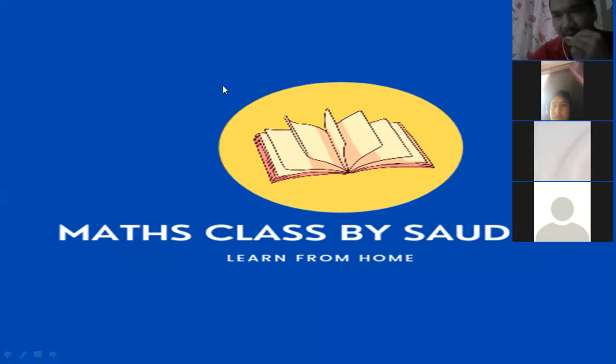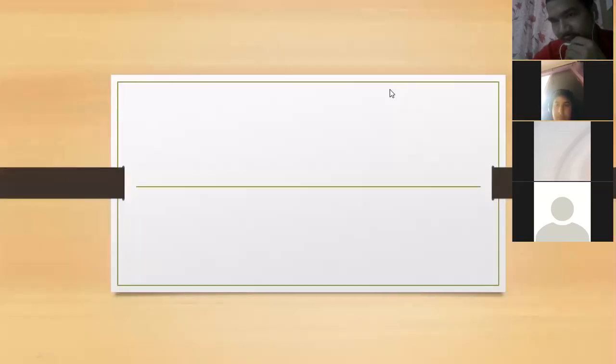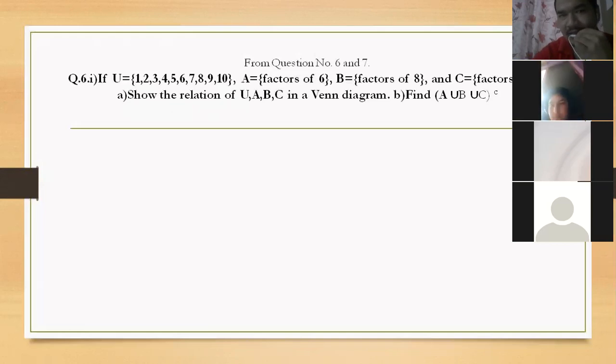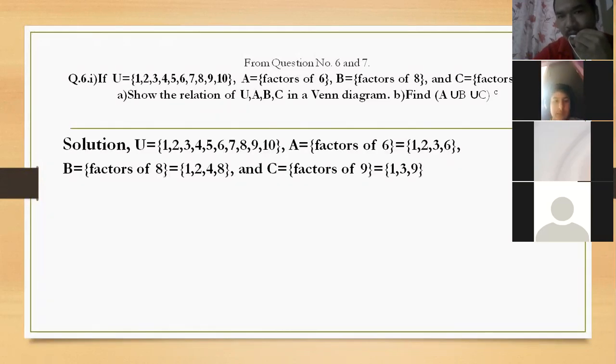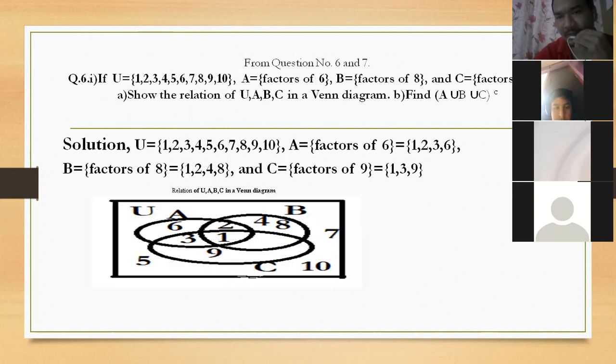After that, what have you to look here? Look there once, Sahaj. What is asked to do in A number? The relation of U, A, B, C in the Venn diagram. Yes. First of all, you have to show the relation of U, A, and B in Venn diagram. And this is the question. That's why first of all, we have to show the relation in Venn diagram.